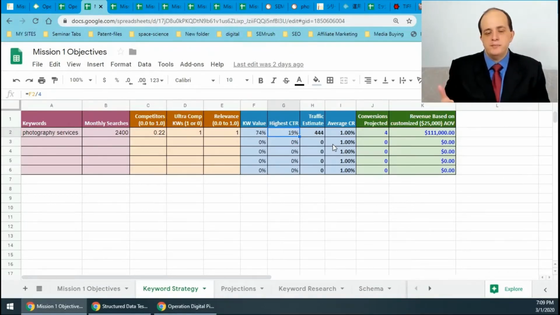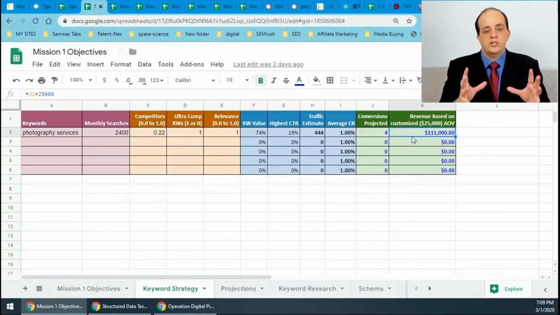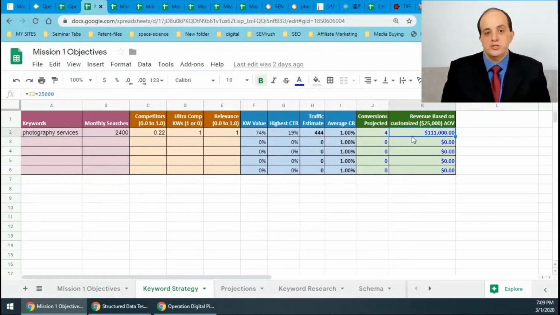Conversions projected means how many sales or leads are you going to get? How many are you going to convert into sales? And then finally, revenue based on customized average order value. In this case, the average order value is about $25,000 for a single photography services campaign. So that's a lot of money for this particular client. And this is the keyword strategy. So this is one of the several deliverables that we'll be discussing in Mission 1.